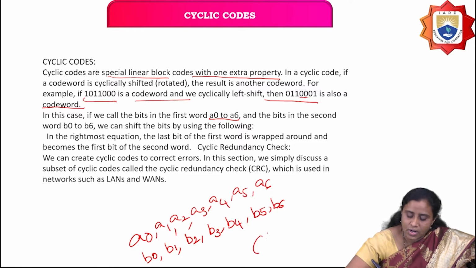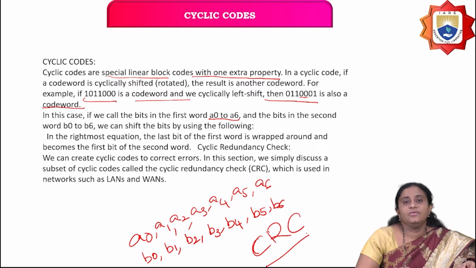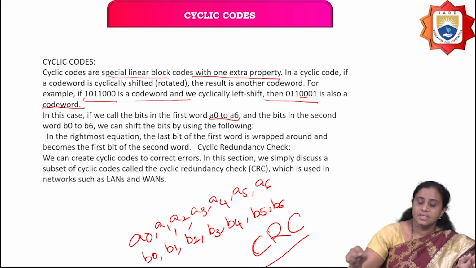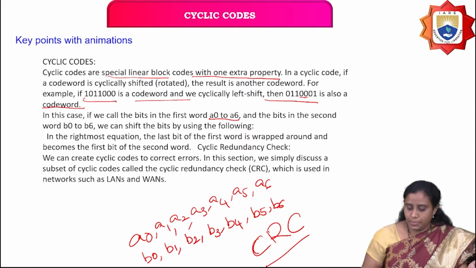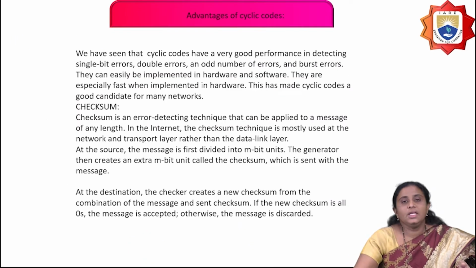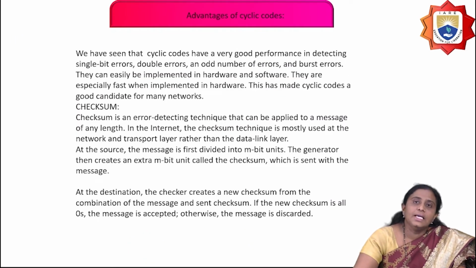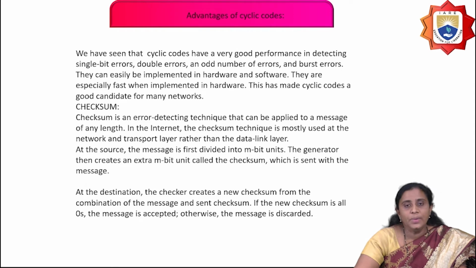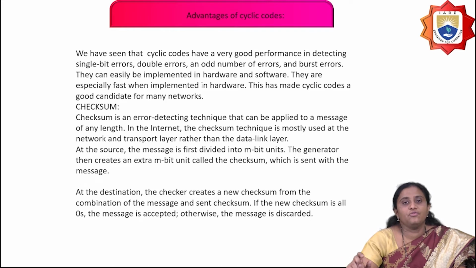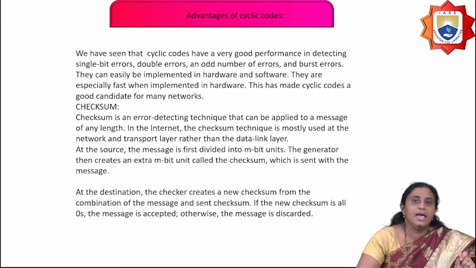CRC is used in networks, meant for LANs and WANs. Let us see how it works. We have seen that cyclic codes have very good performance in detecting single-bit errors, double errors, as well as odd numbers of errors and burst errors. How many types of errors can arise while data is transmitted from the source node to the destination node? There are mainly four types of errors we have to identify: the single-bit error, the double-bit error, the odd number of errors, and the burst errors.